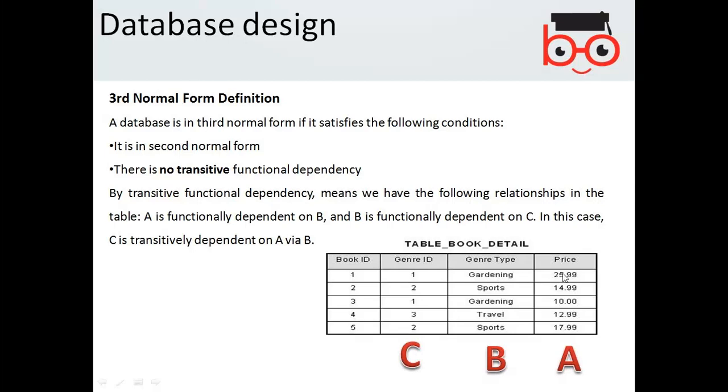So when you say the price of a type, gardening, and Genre ID 1, this is a book detail. A book ID 1 has a Genre 1, a Genre type and price. When you say that a price is dependent on Genre type and Genre type is dependent on the Genre ID, over here it looks like C is also depending on the price. So this should not be the case.